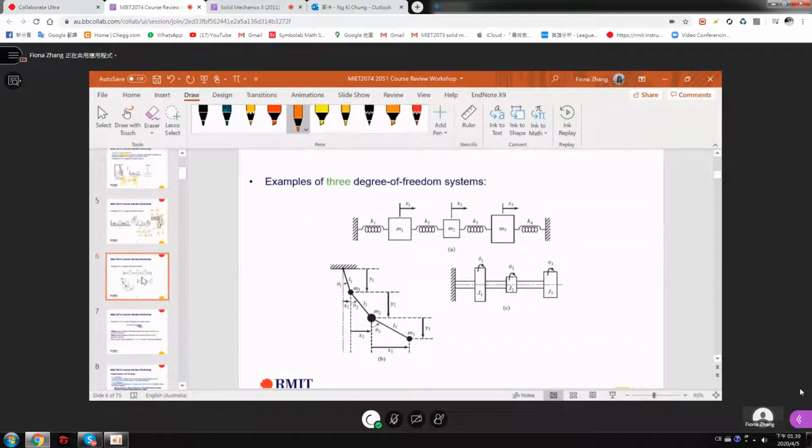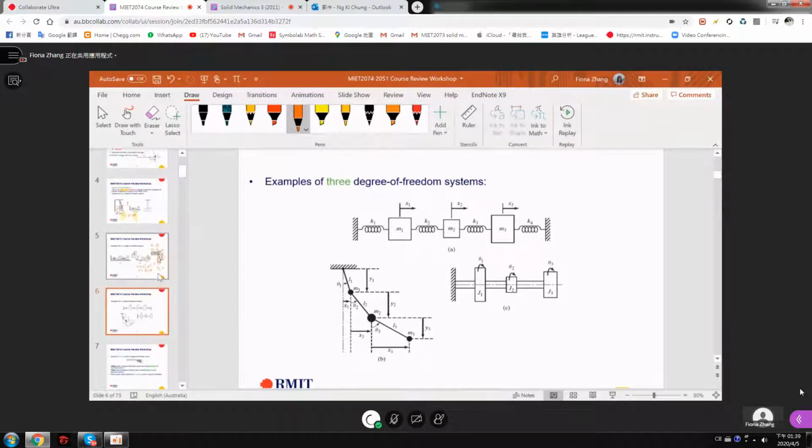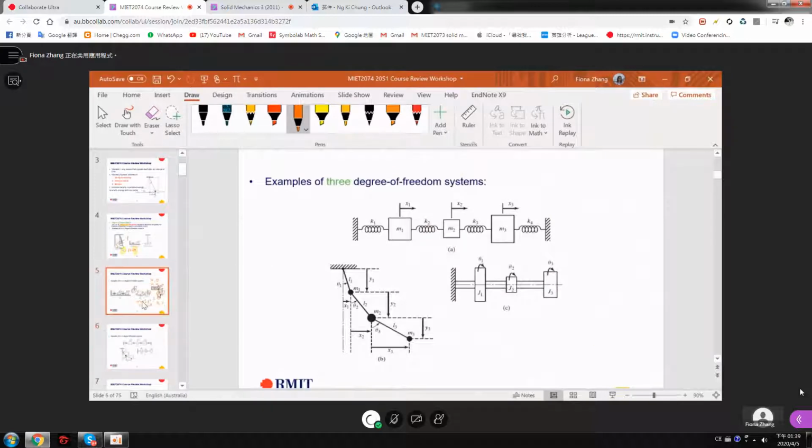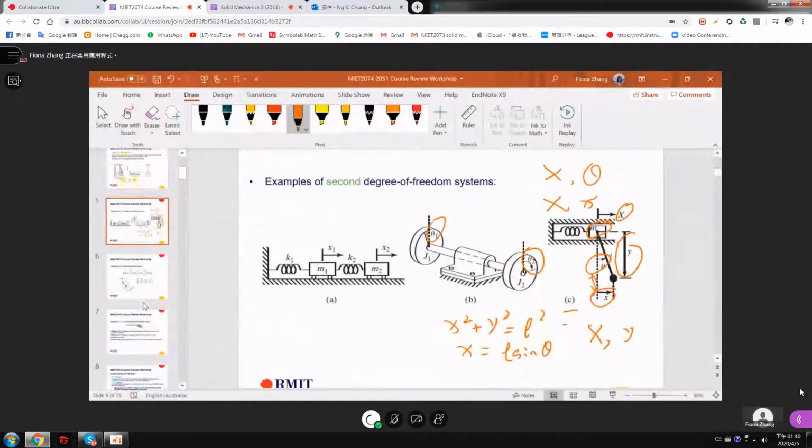So any questions for the degree of freedom? This is actually very important later if you want to model the system. First, you need to describe the system, but that's not the only way. Right, so you actually have alternate ways.